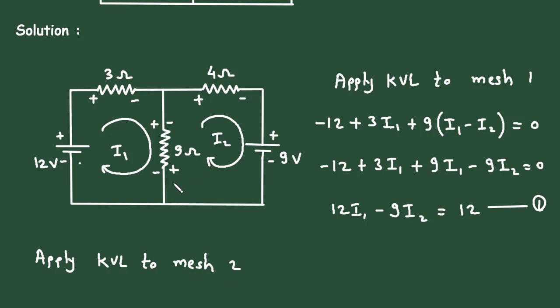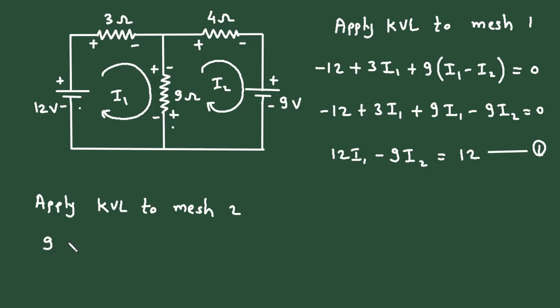Let's say we are starting from this point. So it will be plus 9. Again this 9 ohm is common in both mesh 2 and mesh 1. And now we are solving for mesh number 2. So it will be plus 9 in bracket I2 minus I1 this time, then plus 4 I2, then plus 9. Now here the loop is completed, so it is equal to 0.